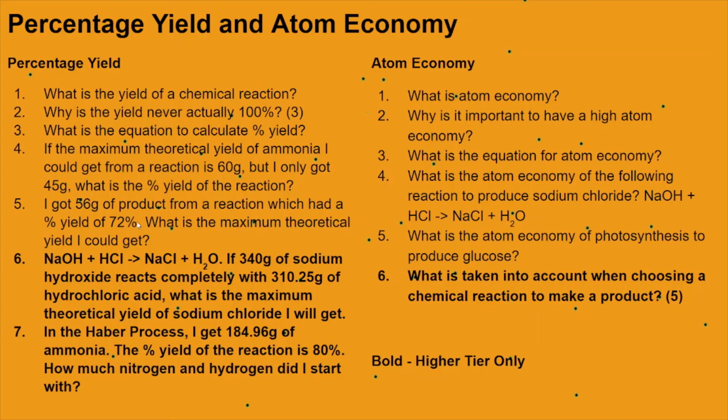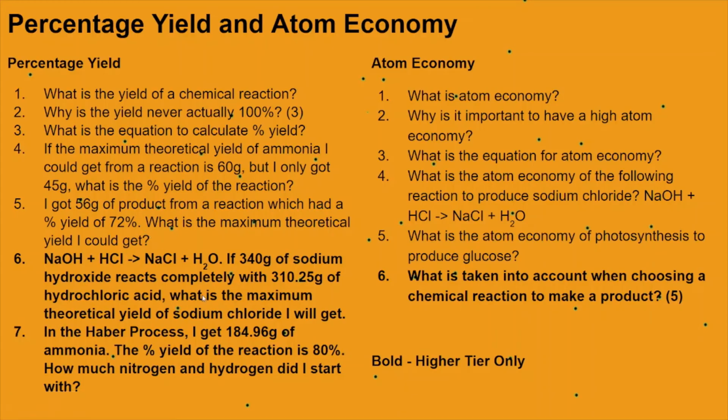Well, first of all, we need to turn our percentage into a decimal, so divide it by 100, 0.72. And if we rearrange our equation, we're going to get the actual yield divided by the percentage yield gives us our theoretical yield. So 56 divided by 0.72 should give us a number larger than 56 grams, and it gives us 77.7 recurring. What a perfect number. There we go. So don't be afraid to have to rearrange the formula. It's not that bad. You should be able to do it from maths.